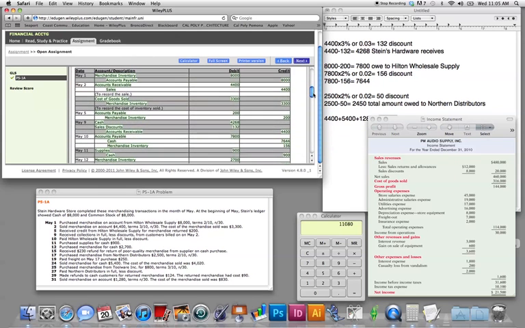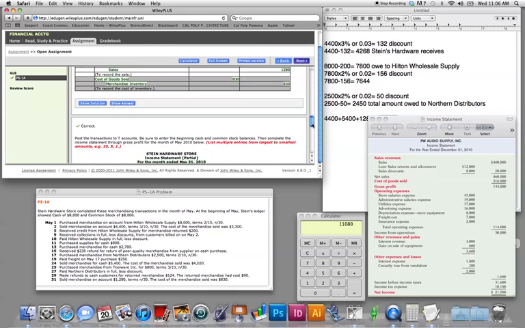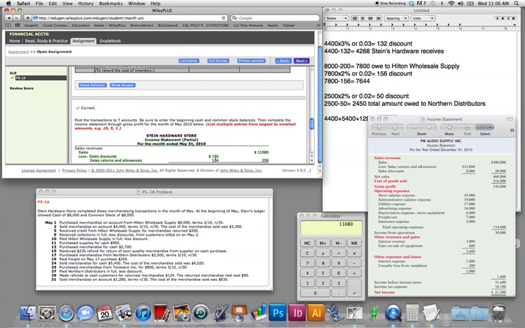So we're going to go up here, and on May 9th, you can just scroll through this and look, but on May 9th, it shows we had a sales discount that we gave to a customer for $132. So we gave this discount to our customer, so we cannot include that in our net sales account. So we have to put that and subtract it from our sales.